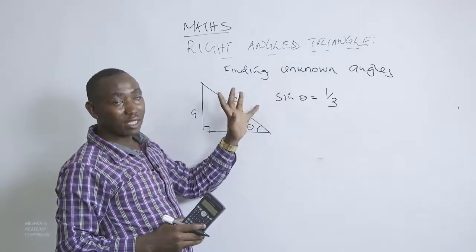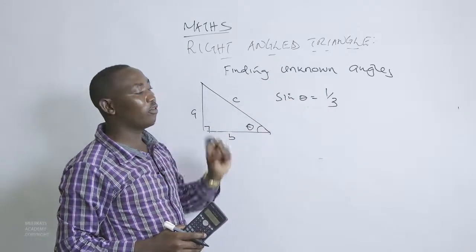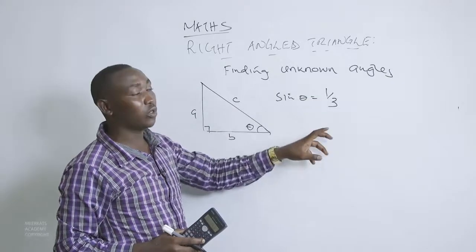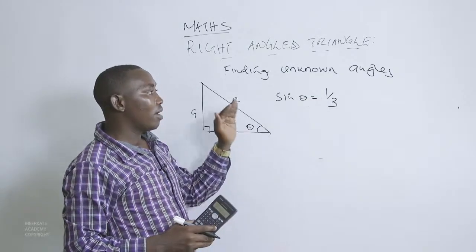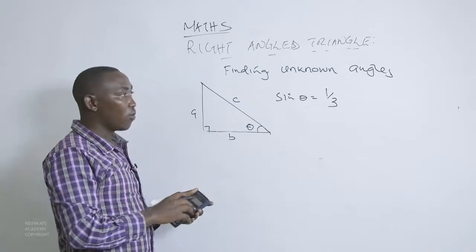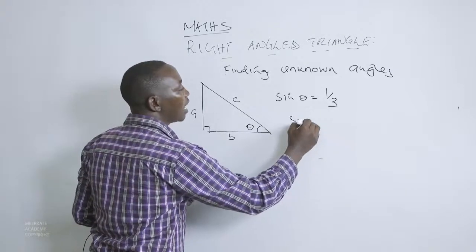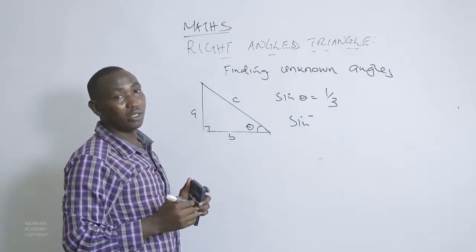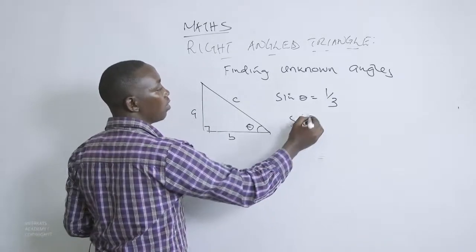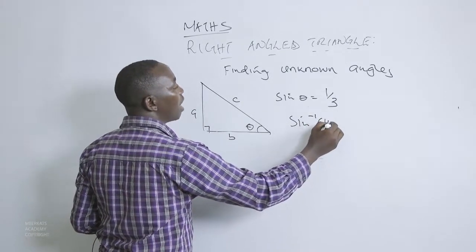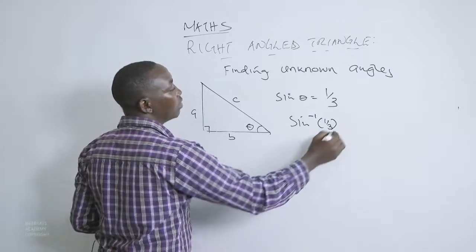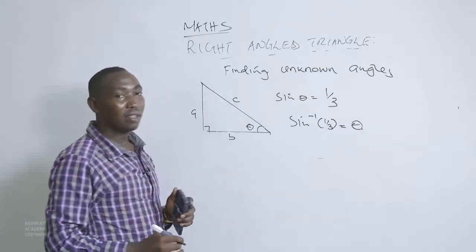That means when you are reversing, you need to get the sine inverse of that particular ratio that you have been given. For you to do that, we need to get what we call the sine inverse. It's normally denoted with a small dash with 1, of 1 over 3. And that will give us our angle theta.